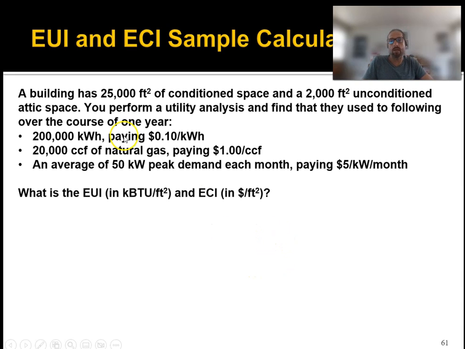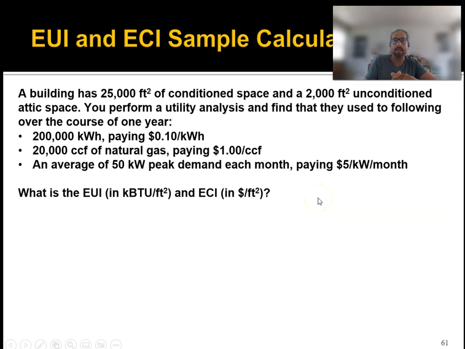Okay, so let's go over an example here. We have a building that has 25,000 square feet of conditioned space and 2,000 square feet of unconditioned attic space. We perform the utility analysis, and we find the following over the course of 1 year. We'll do 1-year EUI and ECI here. We have 200,000 kilowatt hours for the year. We pay 10 cents a kilowatt hour; that's marginal. And then 20,000 CCF of natural gas, paying $1 per CCF. Our average demand each month is 50 kilowatts, and we pay $5 per kilowatt per month.